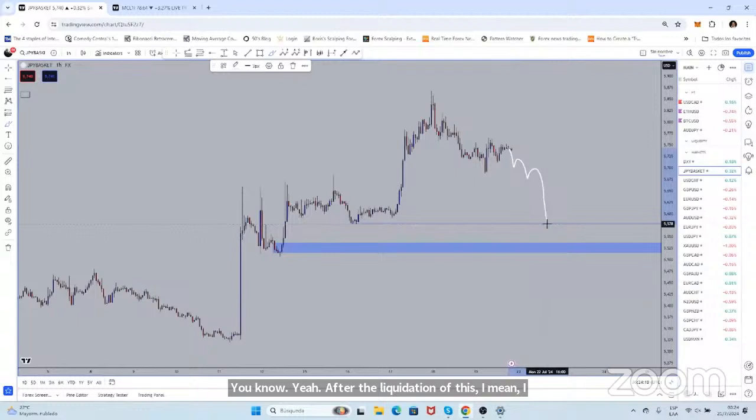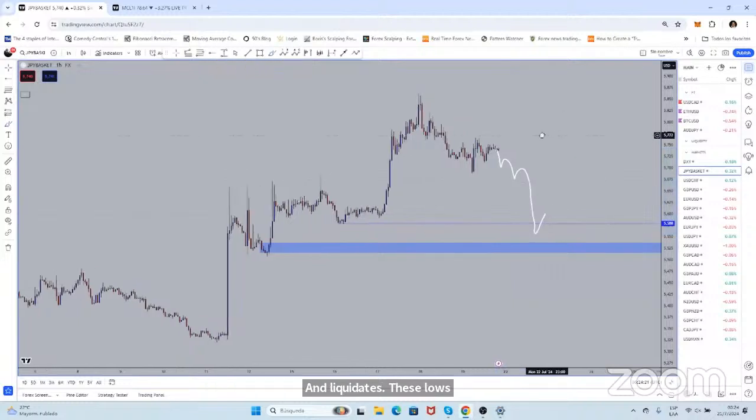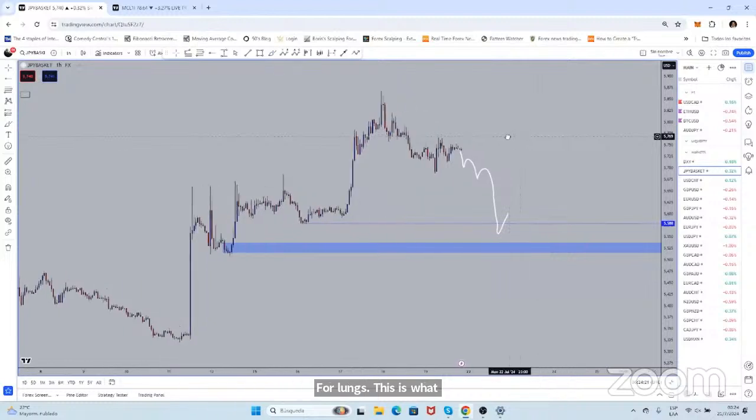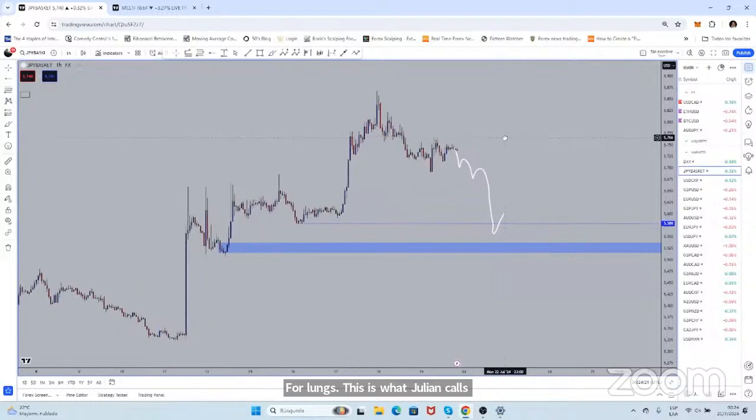So should the Japanese yen come back and liquidate these lows for longs, this is what Julian calls price failures, right? A price failure at this level, a clear rejection, and then possibly look for longs above the price failure candle.